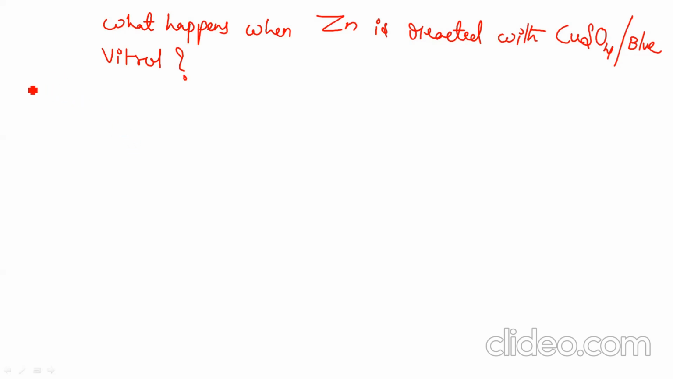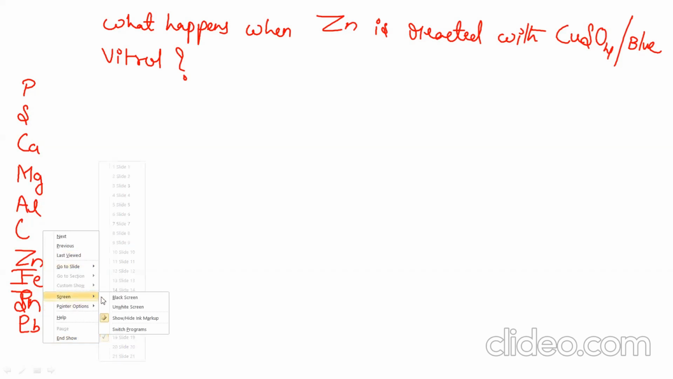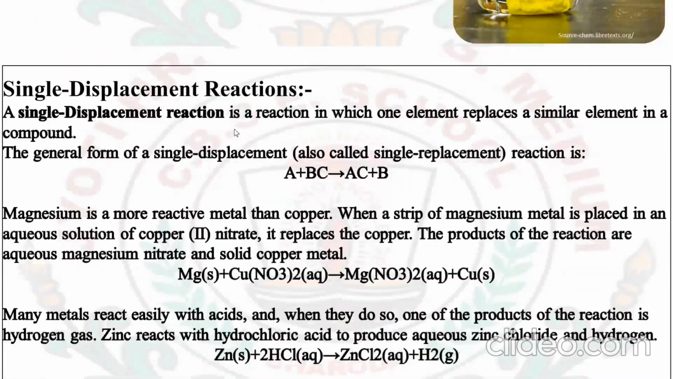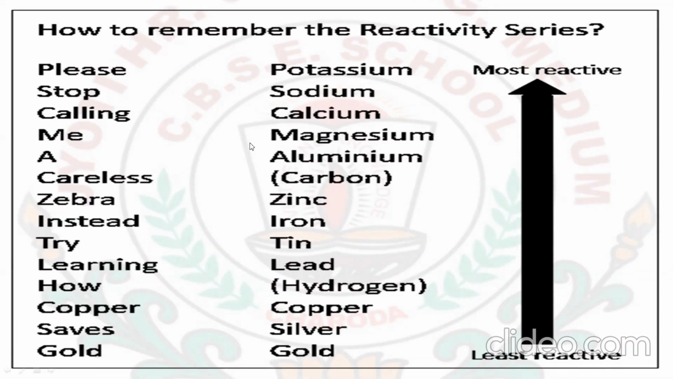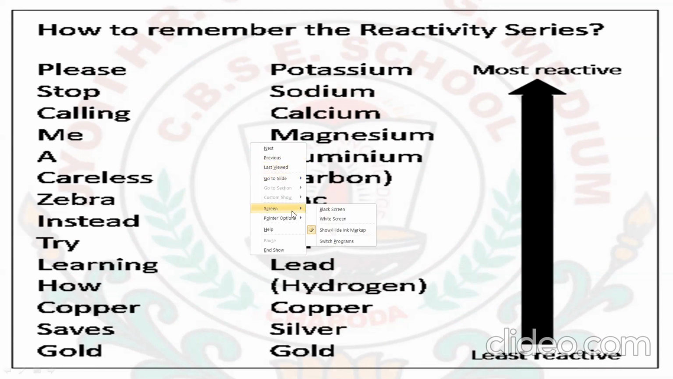So what was the mnemonic? The mnemonic was: please stop calling me a careless zebra, instead try learning how copper saves gold. Okay, how copper saves gold.